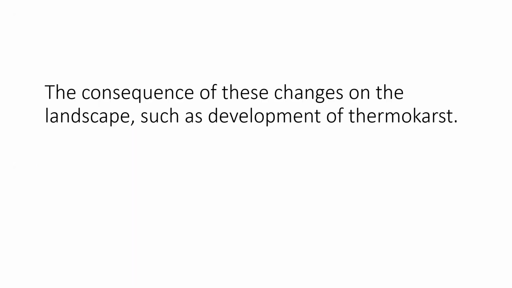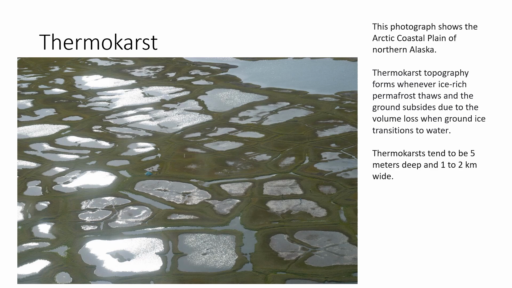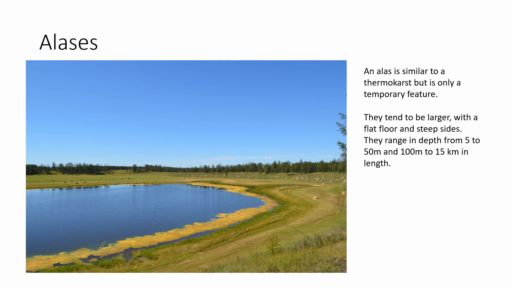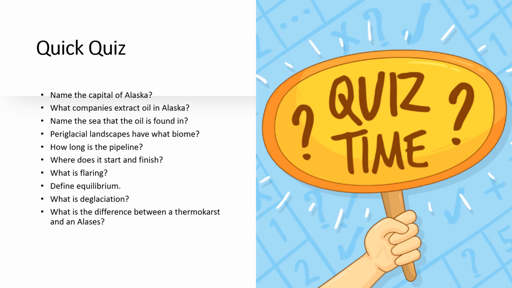So what is it doing to the landscape? Well, we're finding thermokarsts develop. Thermokarsts are effectively just lakes. The surface is becoming really waterlogged, and these thermokarsts are developing. They're about 5 meters deep, maybe a couple of kilometers wide, so they are quite shallow. We also get alasses. Alasses are very similar, but a lot bigger, a lot deeper, but they can be a little bit more seasonal or temporary. But these thermokarsts and alasses are indicators of our changing climate and the impact we are having on it.